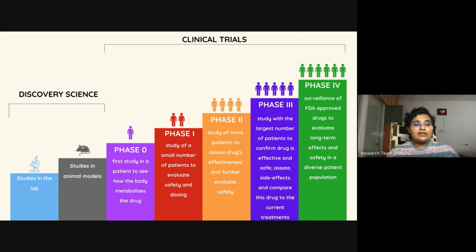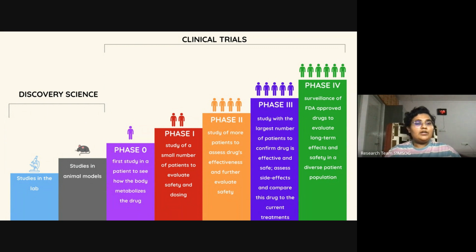The second stage is the stage in which we do studies on animal models like rats or guinea pigs and so on. All of this happens before any sort of clinical trial. Once the drug passes the preclinical phases, then it enters the clinical phases. There are 5 phases in the clinical part of a clinical trial.